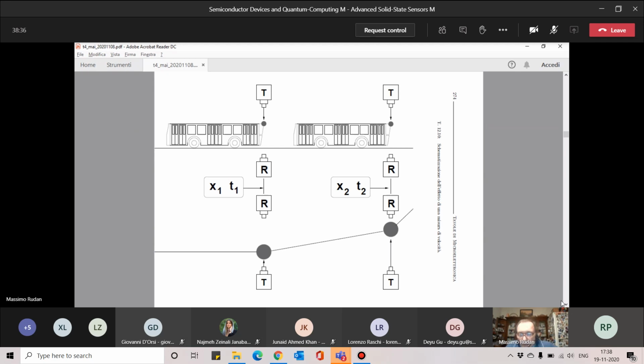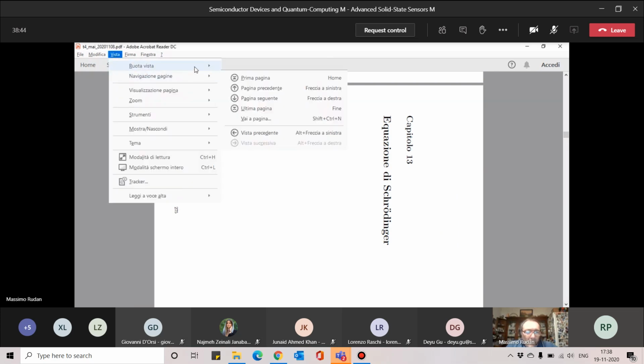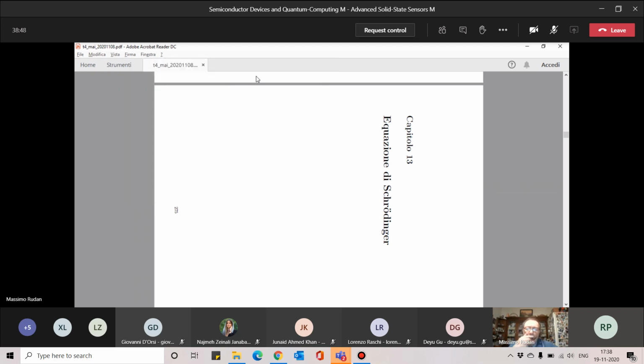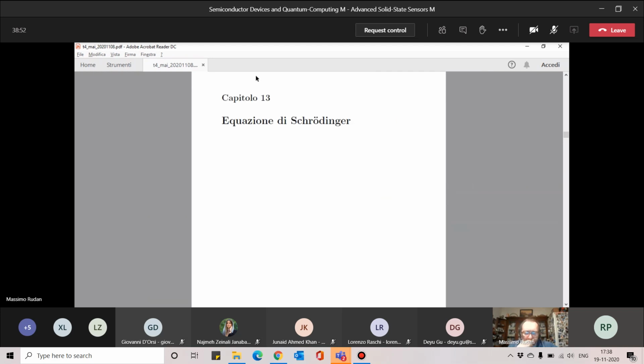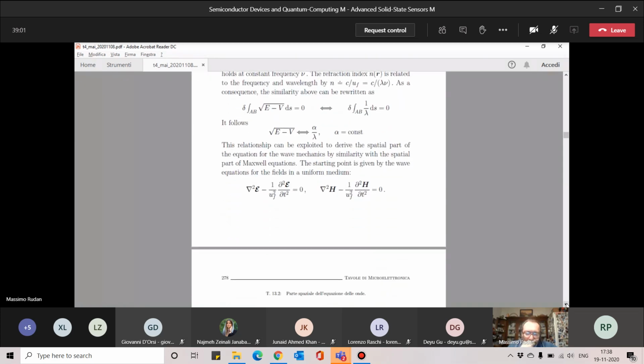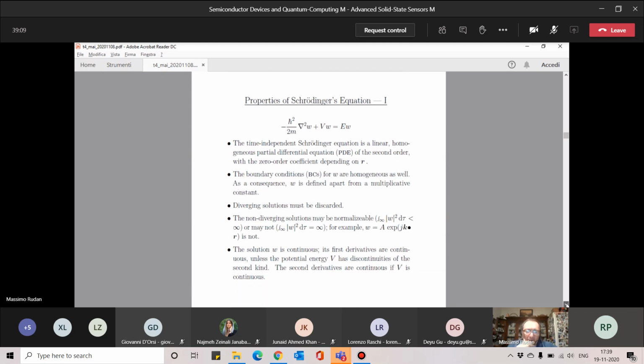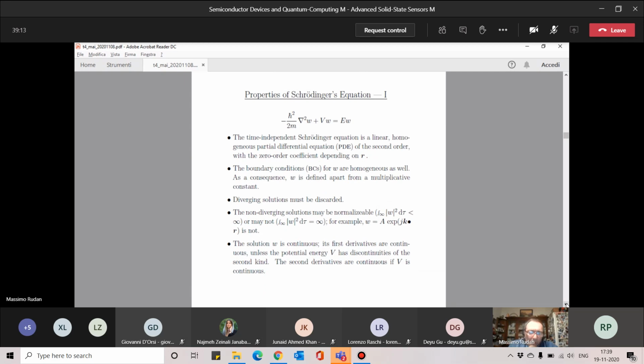So let me rotate the screen. Okay. The equation that you see on top is the Schrödinger equation independent of time, whose unknown is W, and as you remember is the space part of the wave function.